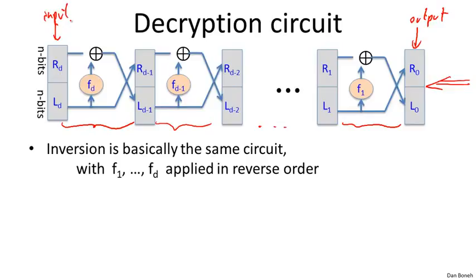And the interesting thing is that basically the inversion circuit looks pretty much the same as the encryption circuit, and the only difference is that the functions are applied in reverse order. Right? We started with FD and ended with F1, whereas when we were encrypting, we started with F1 and ended with FD. So for hardware designers, this is very attractive because if you want to save hardware, you realize that your encryption hardware is identical to your decryption hardware. So you only have to implement one algorithm and you get both algorithms the same way. The only difference is that the functions are applied in reverse order.